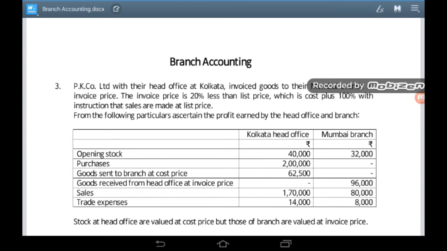Kolkata head office and Mumbai branch. Opening stock 40,000 and 32,000. Purchases 2 lakh, dash. Goods sent to branch at cost price 62,500. Goods received from head office at invoice price 96,000 in the Mumbai branch column. Sales 1,70,000 and 80,000. Trade expenses 14,000 and 8,000. Stock at head office is valued at cost price, but that at branch is valued at invoice price.